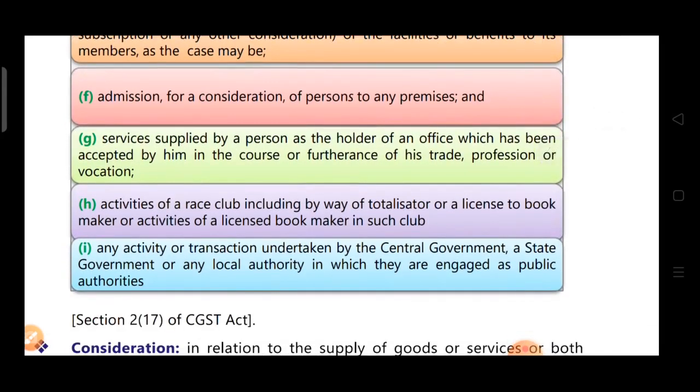Next is G number, services supplied by a person as the holder of an office which has been accepted by him in the course of furtherance of his trade, profession or vocation. Means a person who is the holder of an office, if any service is supplied by that person in the course of business, then that is included in the definition of business.